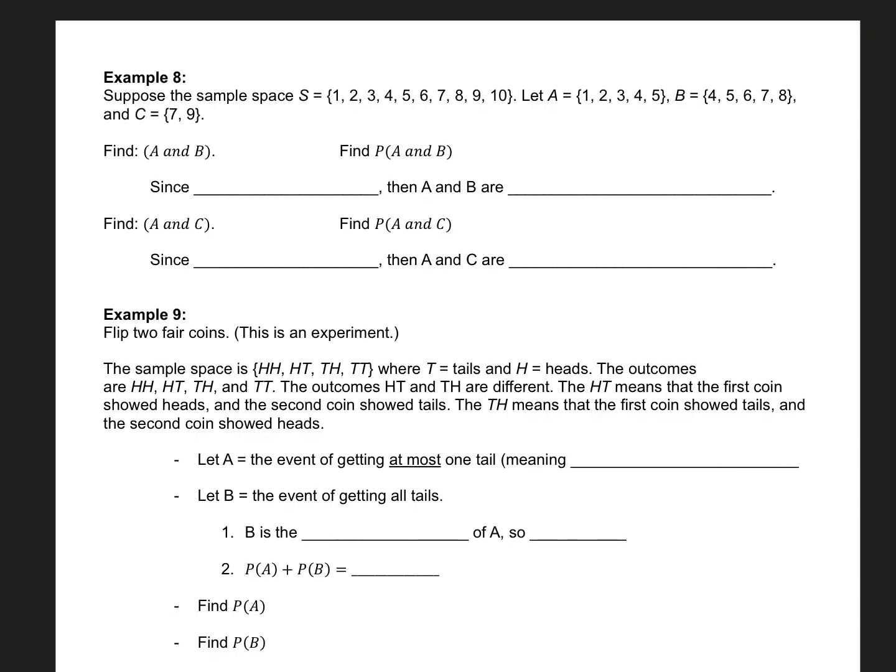Go do example 8 on your own. By the way, for these, the first thing it's asking you to do is find A and B, so list what A and B are, then find the probability. Where do we write that? Just next to it. Pretend like there's a blank there. I just don't have a blank there. If you need to draw one, just draw a blank. Does that make sense now? Okay.